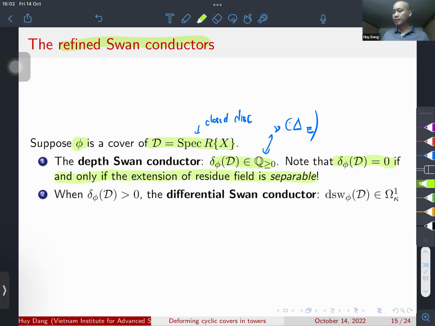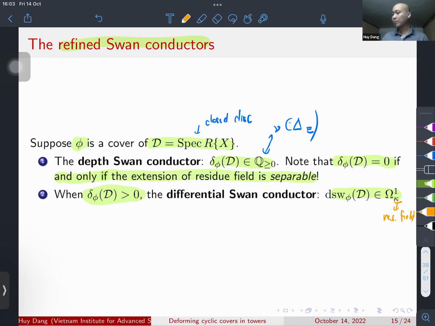Yeah, so that's the first invariant, but there are more than that. The second invariant is called the differential Swan conductor. It happens when the depth Swan is greater than 0. Then you define the differential Swan conductor to be some differential form over the residue field. Some differential form. And what does it tell you?